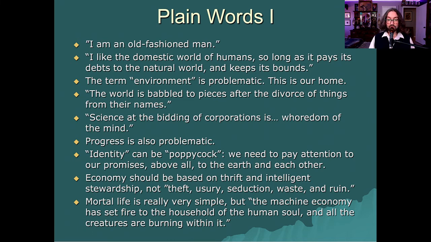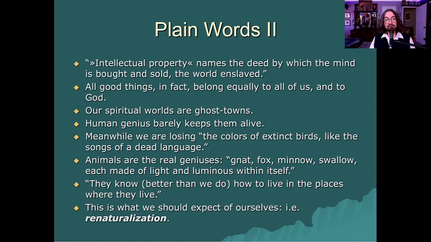For Berry's plain words, mortal life is really very simple. But the machine economy has set fire to the household of the human soul, and all the creatures are burning with it. The root cause of all our ecological woes, for Berry, is the notion of intellectual property, the deed by which the mind is bought and sold, and the world enslaved. Our spiritual life worlds become ghost towns, and human genius barely keeps them alive. Meanwhile, we are losing the colors of extinct birds, like the songs of dead languages. Animals are the real geniuses in Berry's tale because they know how to live in the places where they live.